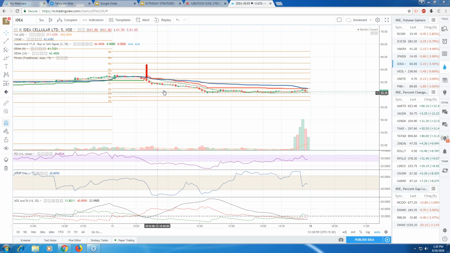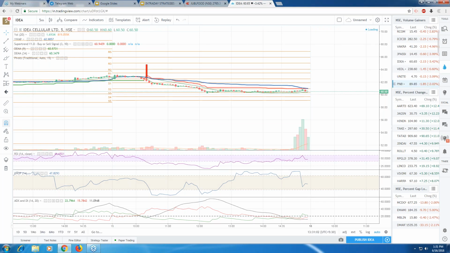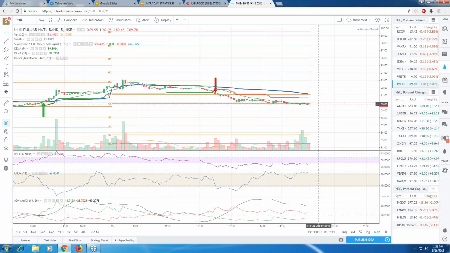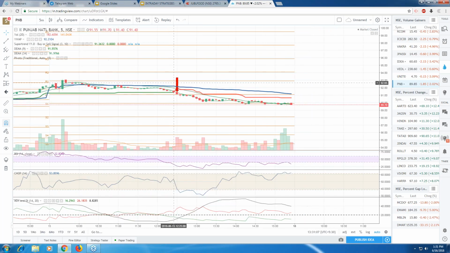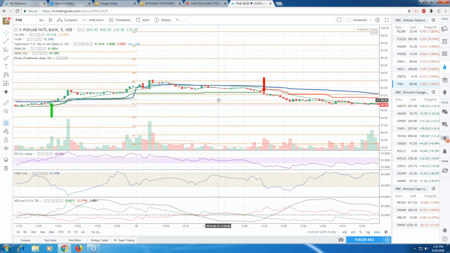Look into any other stock, PNB. So here is PNB. This is where Supertrend is giving the signal. RSI has gone below and choppiness is below. And see here, the trend is becoming strong. Sell it after the first candle, this is 1220. This is 1220. You will get the opportunity the entire day.